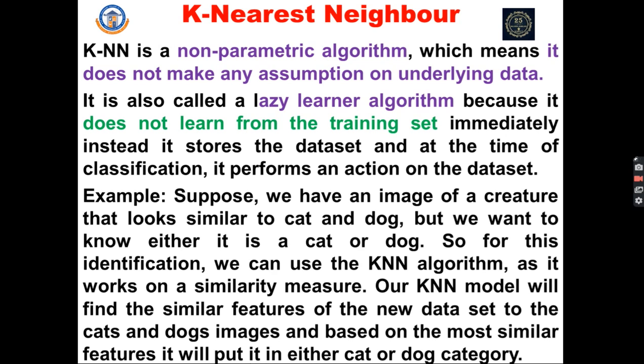Let's see an example for the K nearest neighbor algorithm. Suppose we have an image of a creature that looks similar to a cat and a dog, but we want to know whether it is a cat or a dog. For this identification, we can use the KNN algorithm as it works on a similarity measure. The KNN model will find the similar features of the new data set to the cats and dogs images, and based on the most similar features it will put it in either the cat or the dog category.